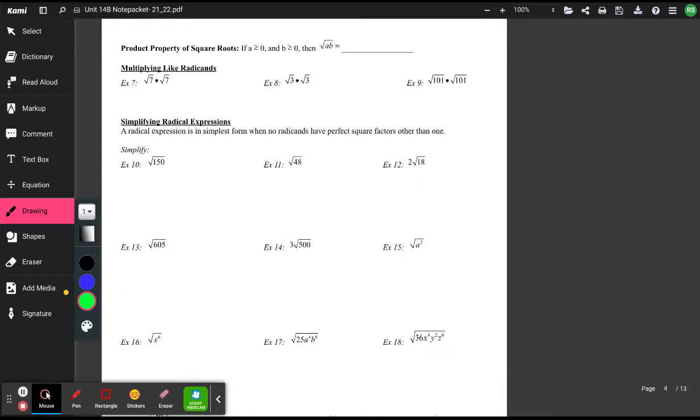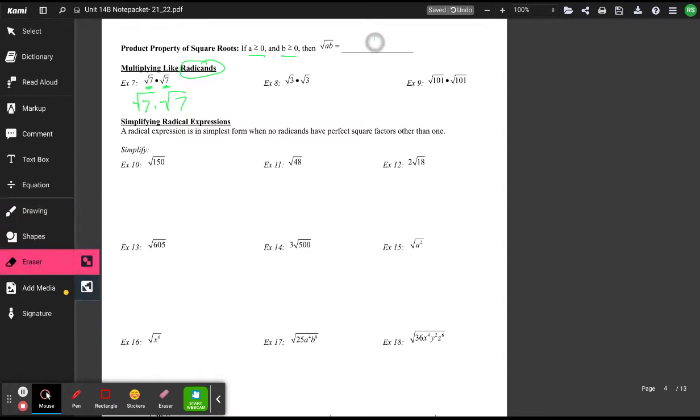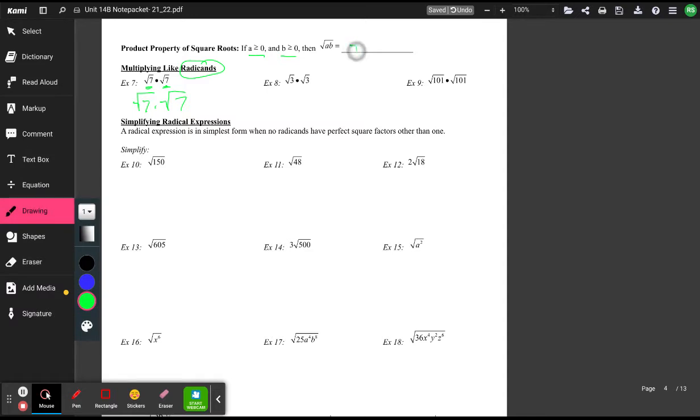All right, in this next example, you'll see we're multiplying like radicands. So we're taking a radical and we're multiplying it either by itself or by the same number. So the square root of 7 times the square root of 7. If we follow this rule from up above, where a and b are both greater than or equal to 0, then the square root of a times b would be the same as the square root of a times the square root of b. So you can pull those apart.